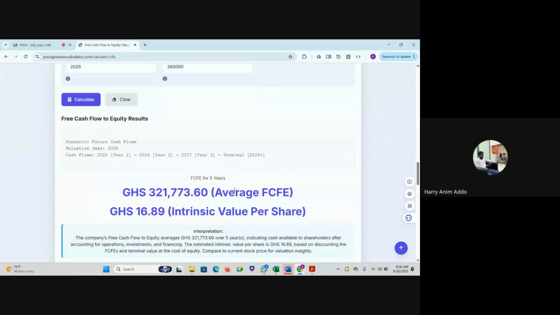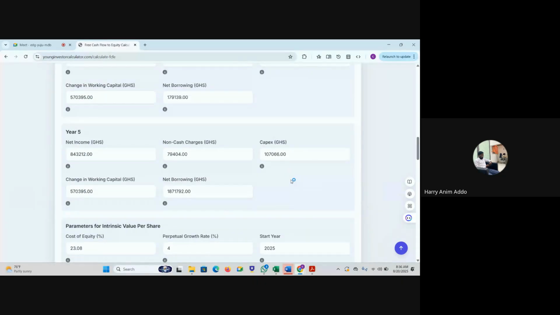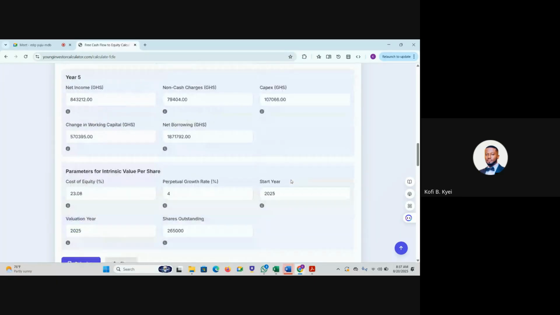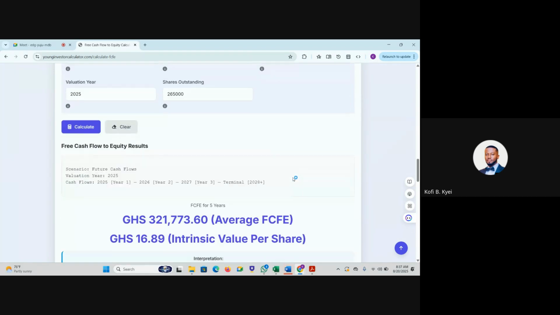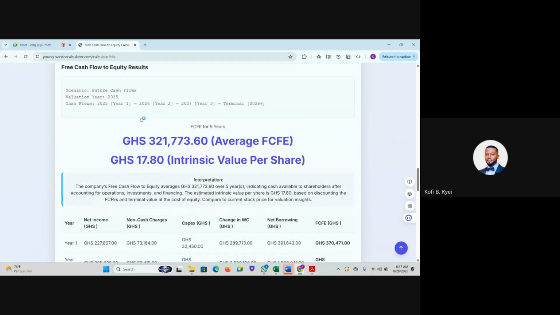Kofi, yes, please, the perpetual growth rate, it was 4, but I think you mistakenly typed 3. Okay. And then the net something, I think it was supposed to be negative, but you just inputted the figure. Okay. I don't want us to go through it one by one, but the main point I want to stress here is that whatever approach we use, GCB is wholly undervalued. It is very undervalued.